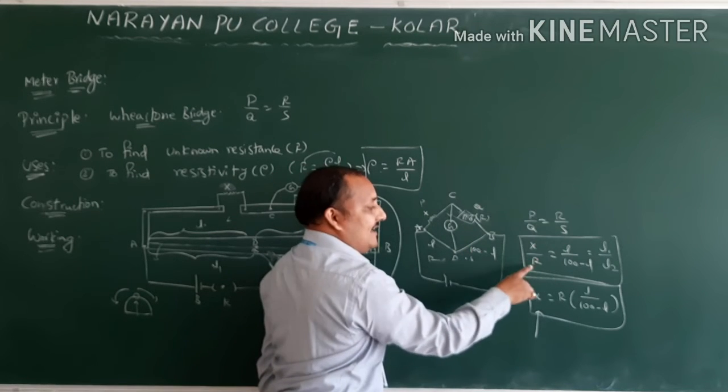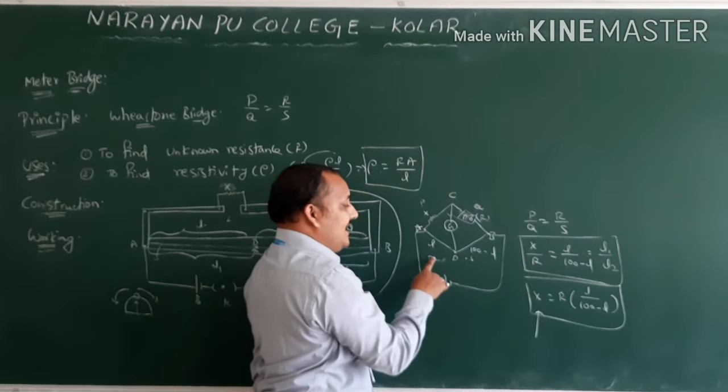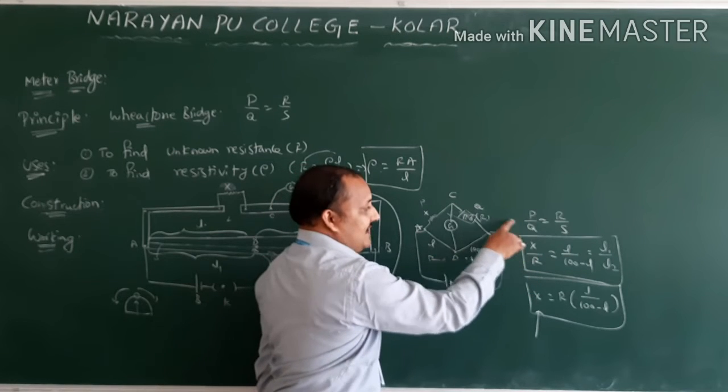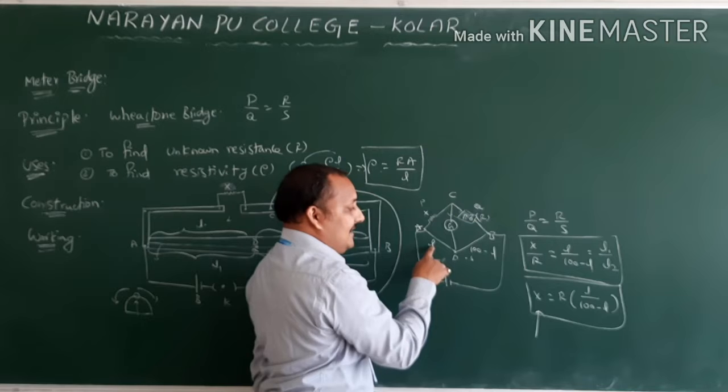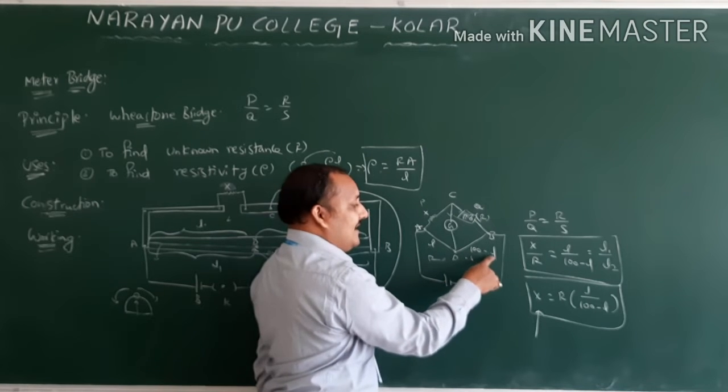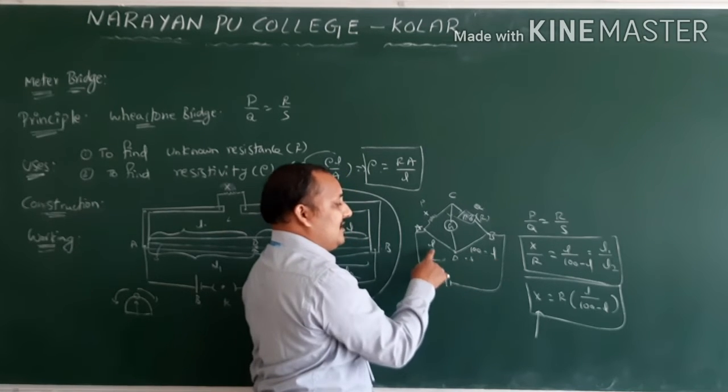Actually, you won't write here; directly you will write this one in the exam. Here R is nothing but Q is nothing but R. This R is nothing but L. In place of S, what is there? 100 minus L. So in place of R, L is there.